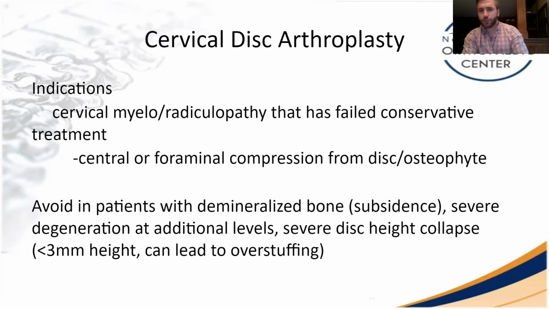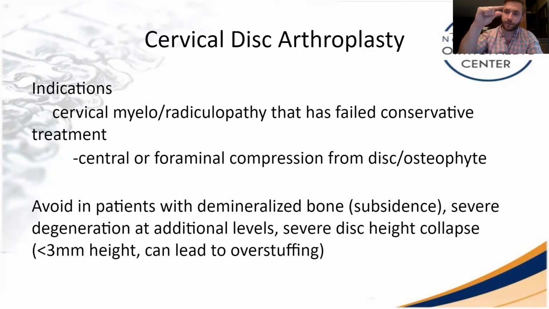Tend to avoid this in patients who have osteoporosis. Osteoporosis is increased risk for settling of the implant because we're relying on the hard bone to provide a surface for the arthroplasty to kind of adhere or grow into. If patients have degeneration at the levels above and levels below, we may tend to avoid doing an arthroplasty because those levels may continue to wear out and they may need additional surgery.